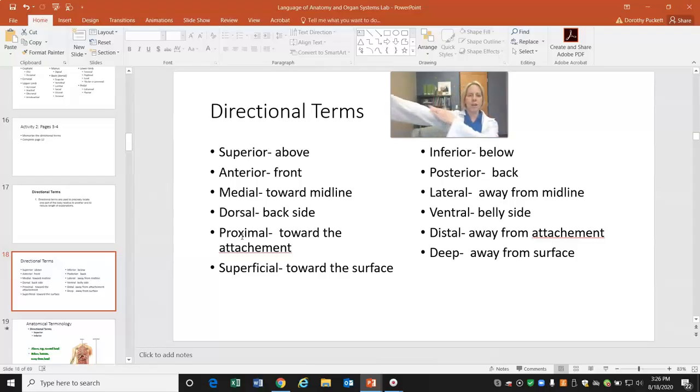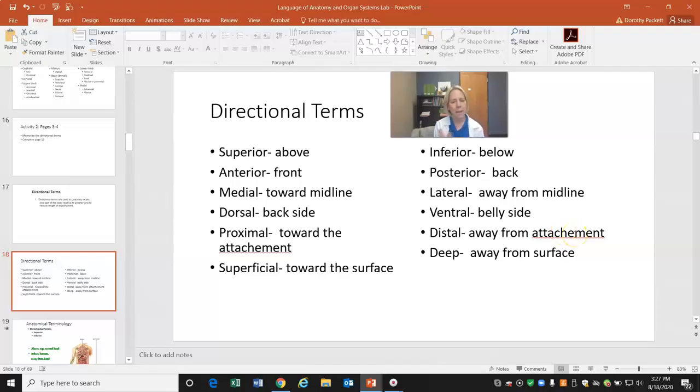So if we're looking at the arm, it's attached here at the shoulder. So if it's toward the attachment, it's going to be more proximal on the upper extremity. So that's even more proximal than the brachial region is, which is more proximal than the antecubital region. So as you go away from your shoulder to the tips of your fingers, that's going to be the most distal part of your upper extremity, which means away from the attachment.